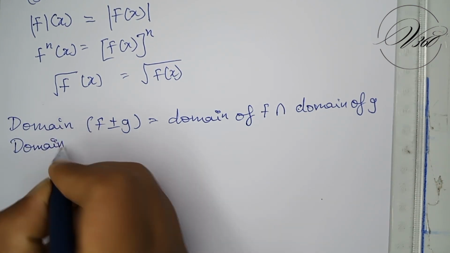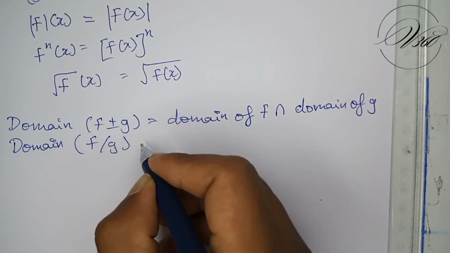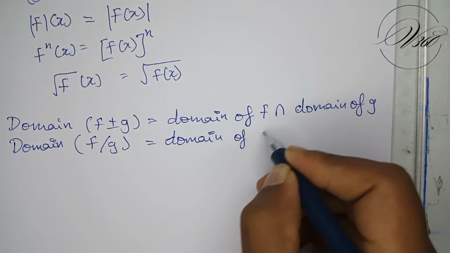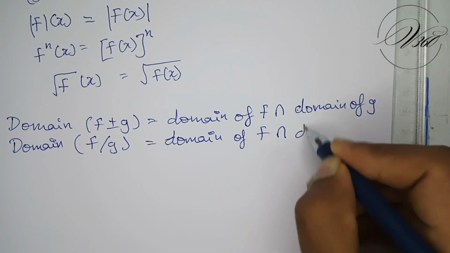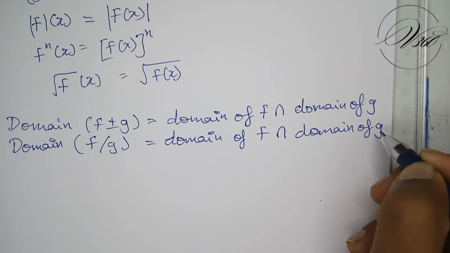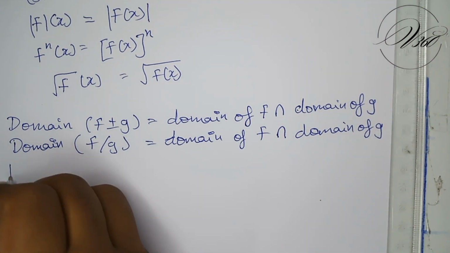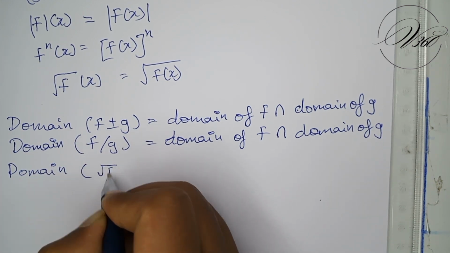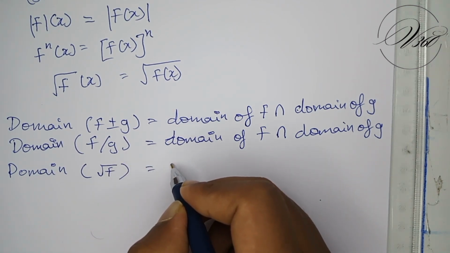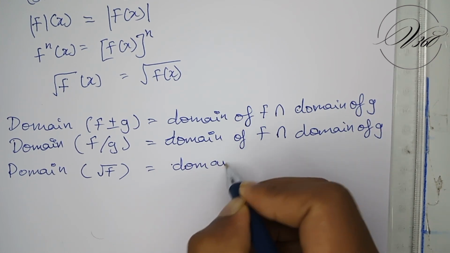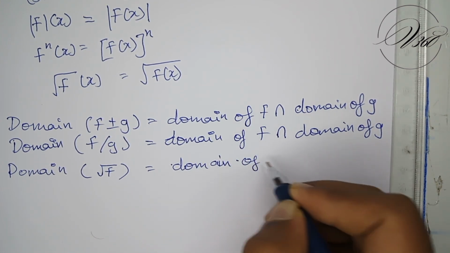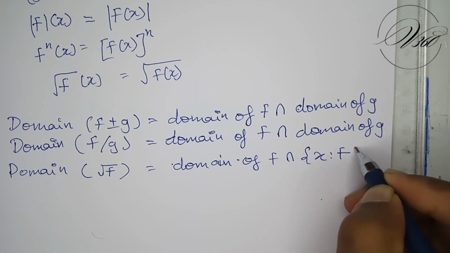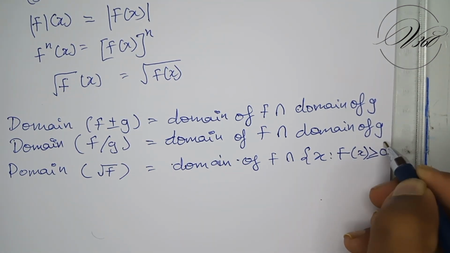Domain of f by g is equals to domain of f intersection of domain of g, and domain of under root f is equals to domain of f, where f of x is greater than or equal to 0.